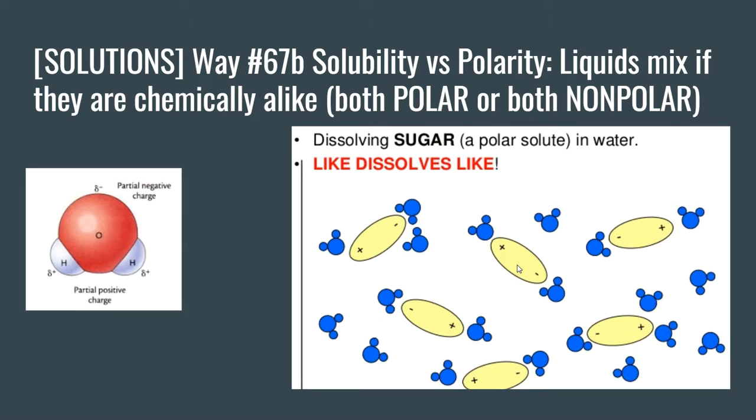There's a saying regarding polarity that like dissolves like. Two like substances are going to dissolve if they're both polar or if they're both nonpolar. So for example, sugar is a polar substance. You add that to water, the negative side will be attracted to the positive hydrogens, and the positive side of that polar molecule will be attracted to the negative oxygens.